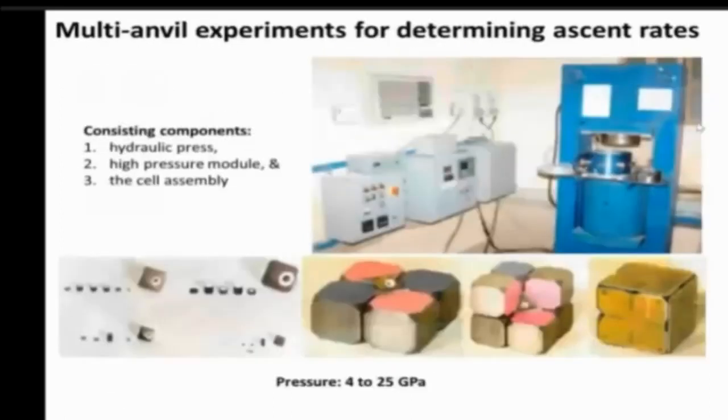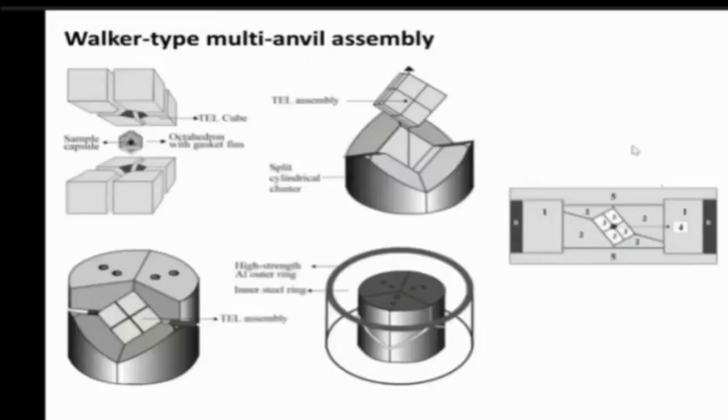this hydraulic press is designed to convert the upward movement into a reactive force on the high pressure module. And this pressure module converts the one-way forward motion of the hydraulic ram into inward movement, because the anvils move in an inward direction. In a typical Walker-type anvil, as used in this study, we used split cylindrical clusters. There are six split cylindrical clusters used to hold your sample capsule, and the strength of the clusters needs to be quite high so that a pressure of 25 GPa can be sustained during the experiment.